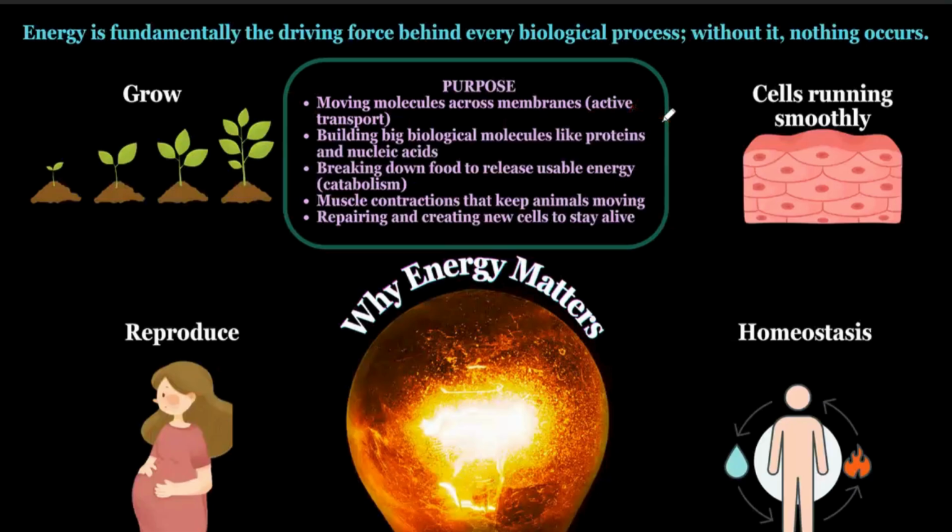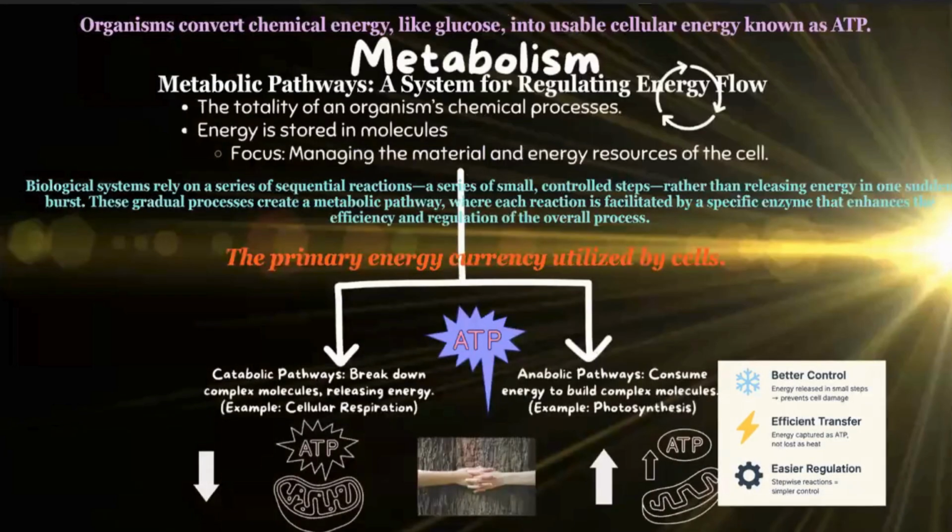move across that membrane. Now, later in Unit 3, we're going to be talking about the process of cellular respiration and photosynthesis. We're going to be comparing and contrasting the energy usage or the energy loss. Simple processes such as muscle contraction and creating new cells require some sort of energy. Essentially, growth, cells running smoothly, homeostasis, and reproduction all require some sort of energy. Let's get more into detail.